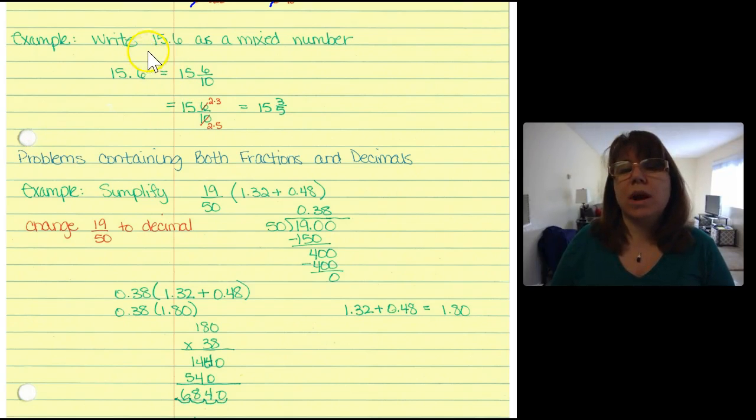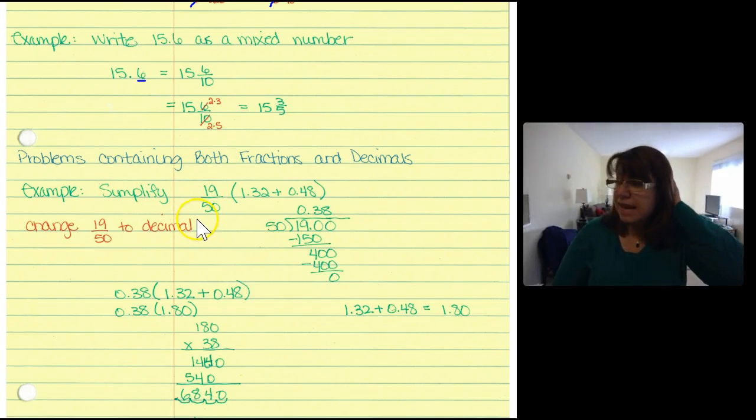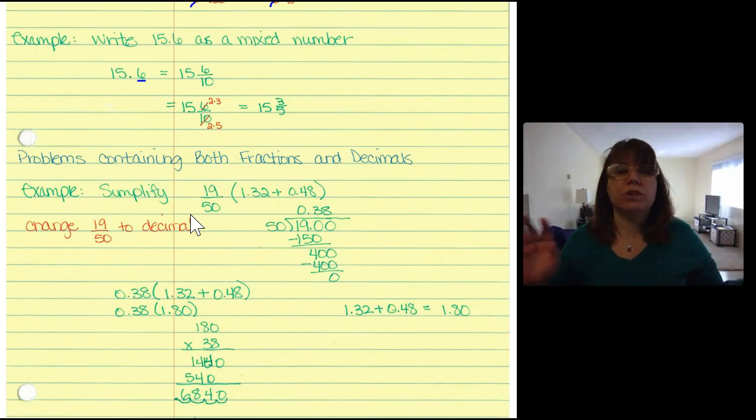Perhaps I want to write 15.6 as a mixed number. Well, 15.6, that's 6 tenths. So 6 tenths, literally, 6 over 10. And then I'm going to reduce the fraction component. And that will be 15 and 3/5, because 2 goes into 6 3 times, 2 goes into 10 5 times, 3 and 5 are both prime numbers. We can stop.